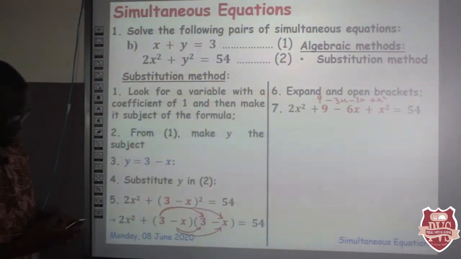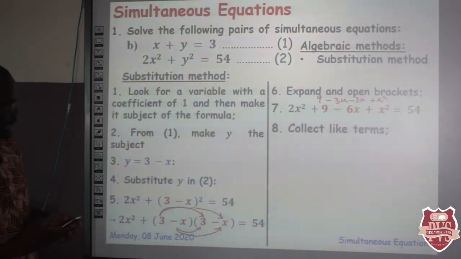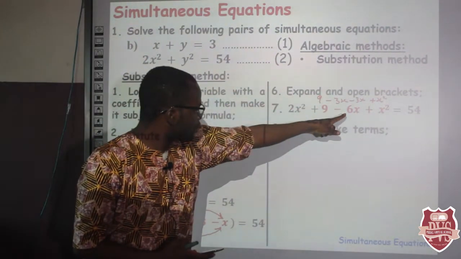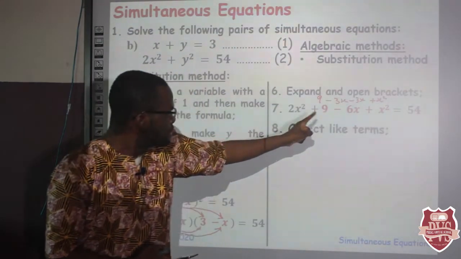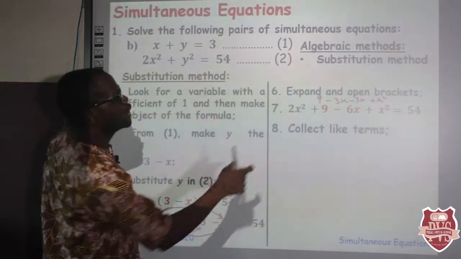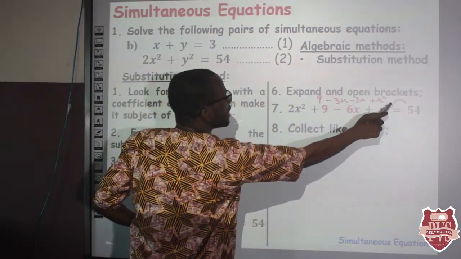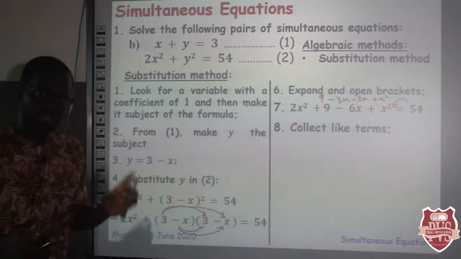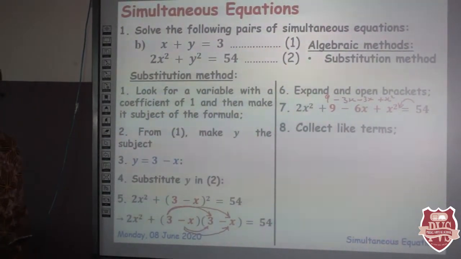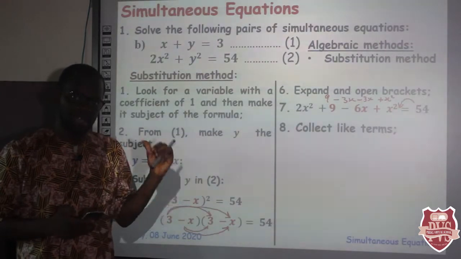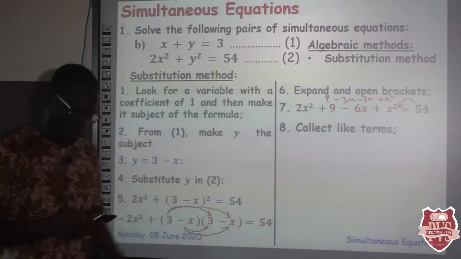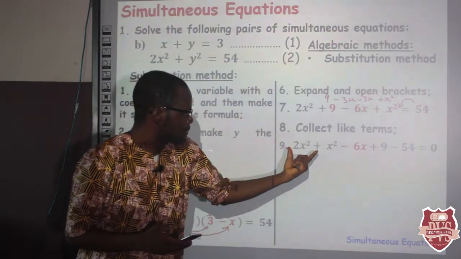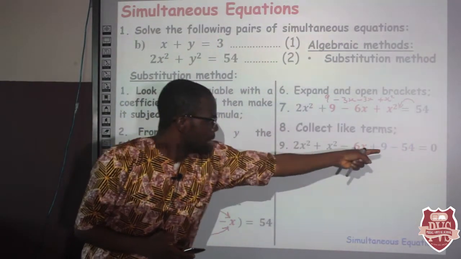Okay, and so from there, you collect like terms. You've got the 2x squared here, and you've got x squared there. You bring them together, and you have just one term in x. You've got a 9. We'll move the 54 from the right hand side to the left hand side. And again, remember, when you move it, the sign changes. The 54 has a positive sign, and once you move it to the left hand side, the sign becomes negative. So you have minus 54. So you have your 2x squared plus x squared, minus 6x plus 9 minus 54.